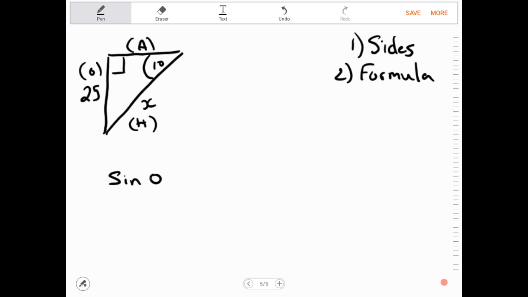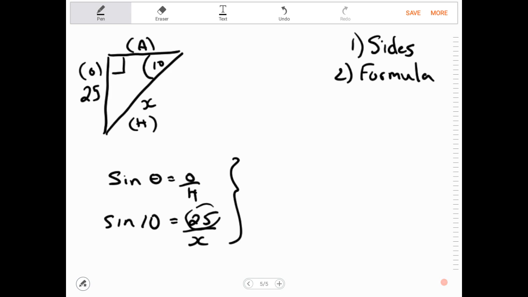So sine O over H, sine 10 equals 25 over our hypotenuse value. Please remember from the tan lesson, how do you calculate this? What you do is you take that 25 and you divide it by the sine 10 value. That only occurs when your x value is in the denominator or the bottom of the fraction. So you type it in basically straightforward.